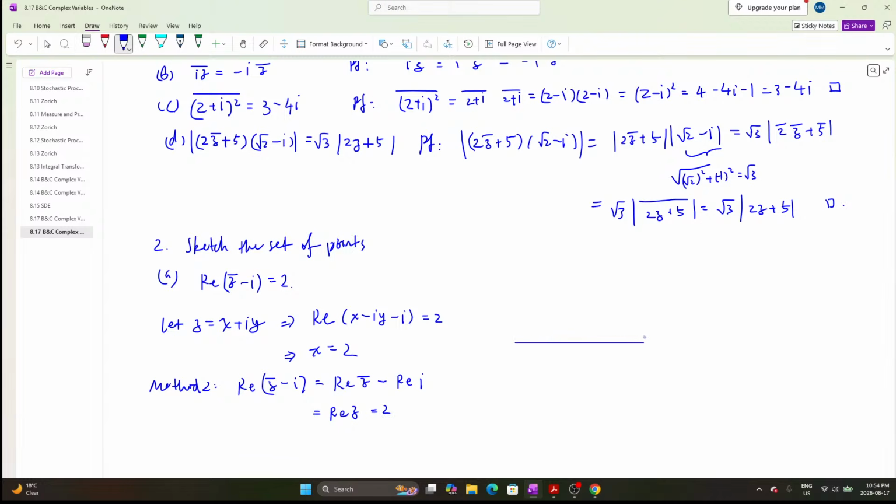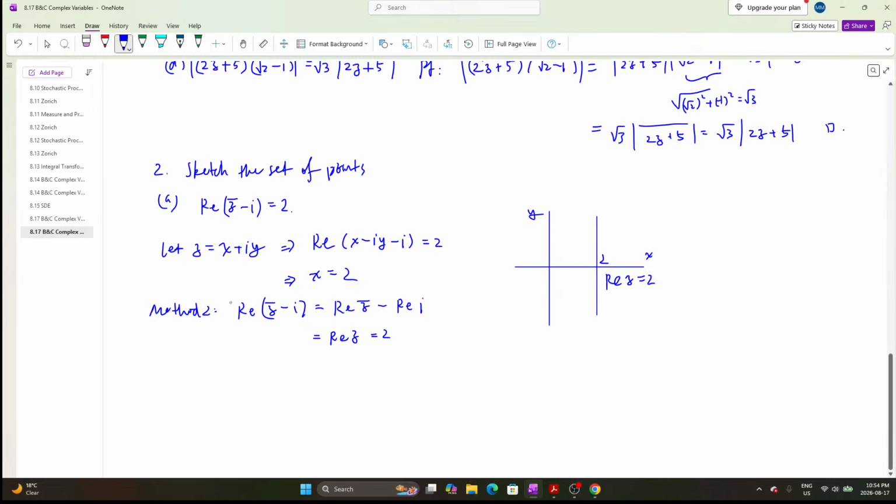And that's a very simple equation geometrically as well. It just says that the real part is 2, so it's a vertical line, x equals 2. That's it. This is the real part of z equals 2, right here, on the x and y axes. So that's the set of points determined by this condition.